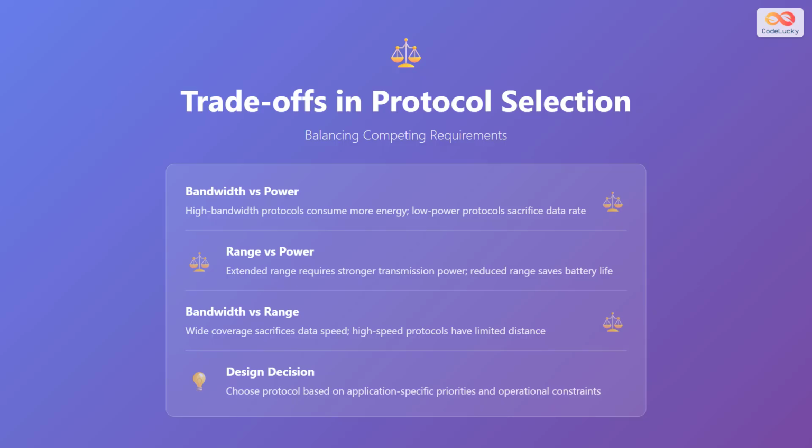LoRaWAN stands for Long Range Wide Area Network. It's designed specifically for IoT applications that need long range with minimal power consumption. LoRaWAN can transmit data over several miles, making it perfect for distributed sensor networks. The downside is lower bandwidth, which means you can only send small amounts of data. It's ideal for applications like agricultural monitoring and smart city sensors, where devices send occasional status updates.